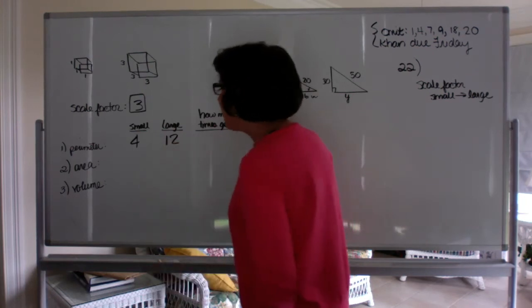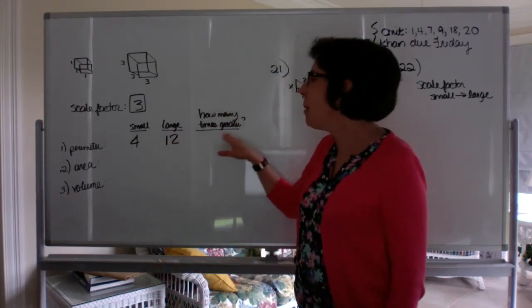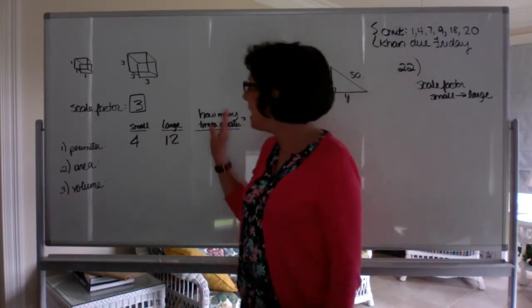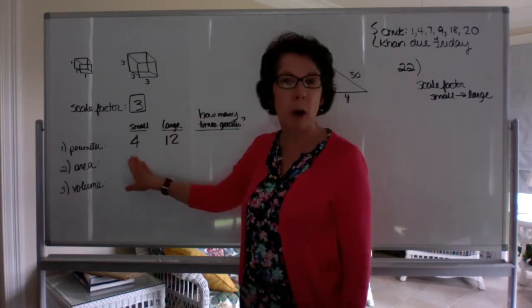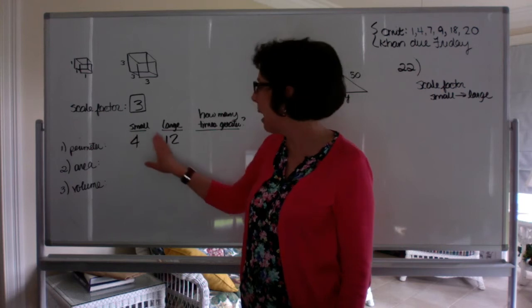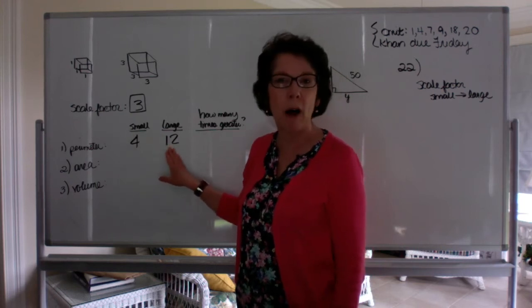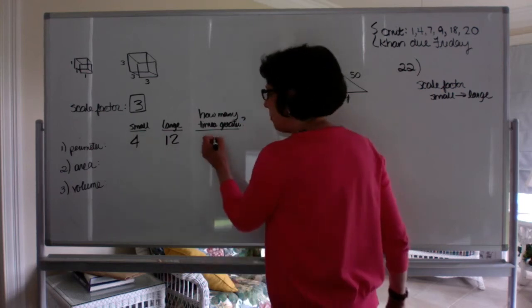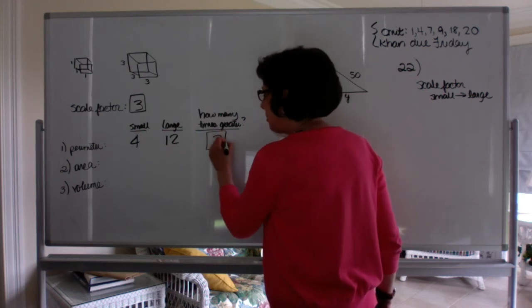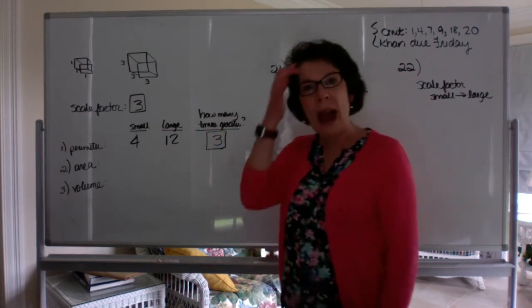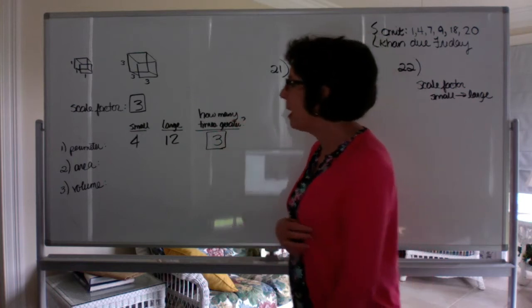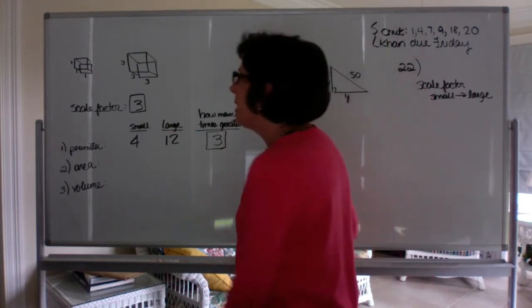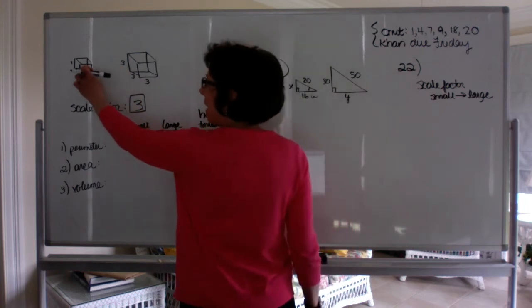Now, let's answer this question. How many times greater is the perimeter of the large square than the small square? In other words, 4 times what gives me 12? The answer is 3. Okay? How many times greater is the perimeter? And it is a 3. Now let's keep going, and then we're going to see something really cool. Now let's compare the areas. Let's just take the area of one face here.